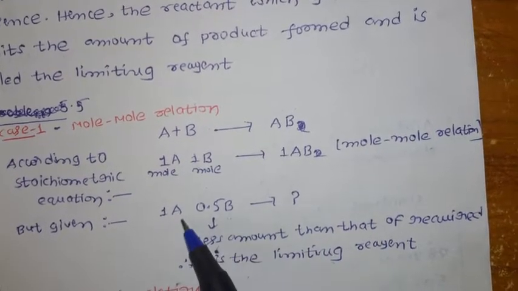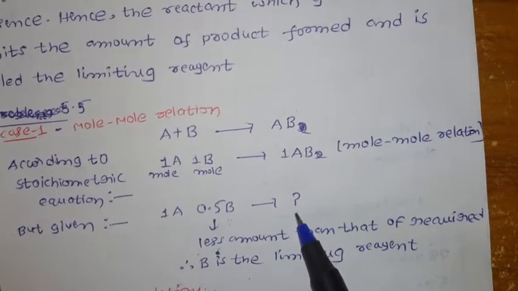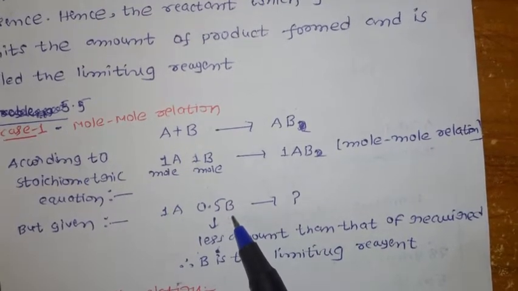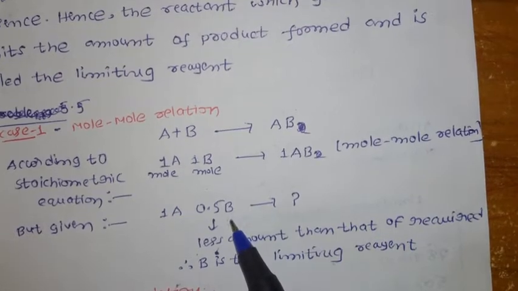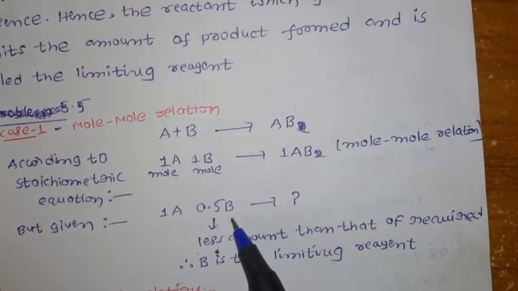After that, whatever amount of A is present, it does not matter, no reaction takes place. Why? Because we have the lesser amount of B. After that there is no further reaction. Because of that reason it is called the limiting reagent, meaning the reaction is going to be limited. This is called the limiting reagent.